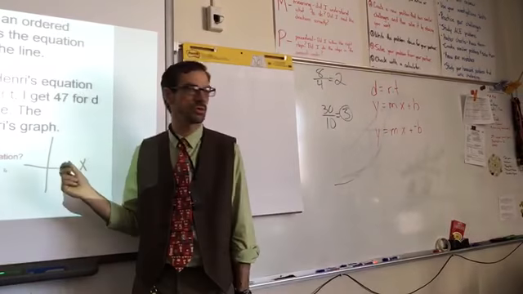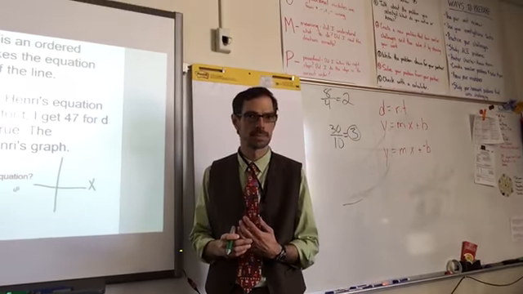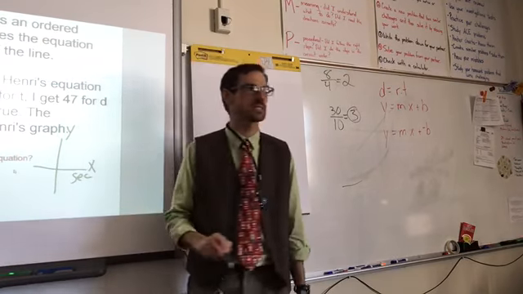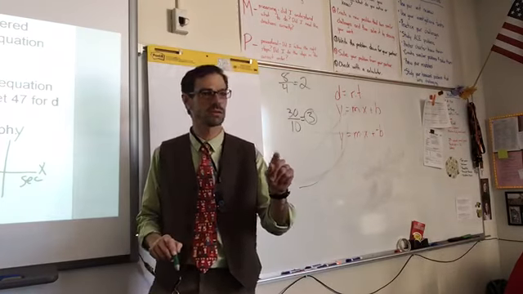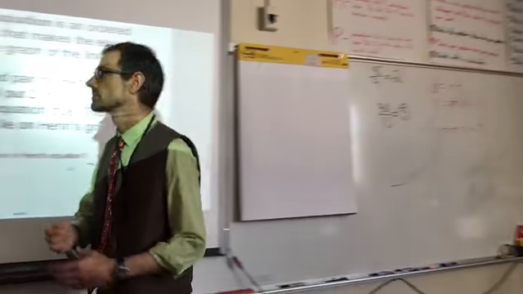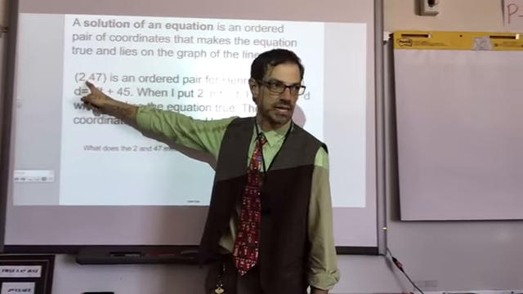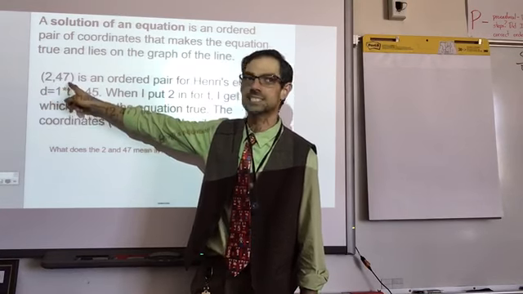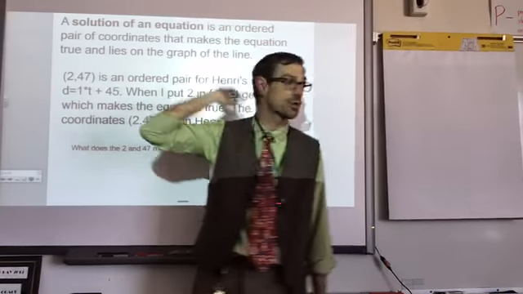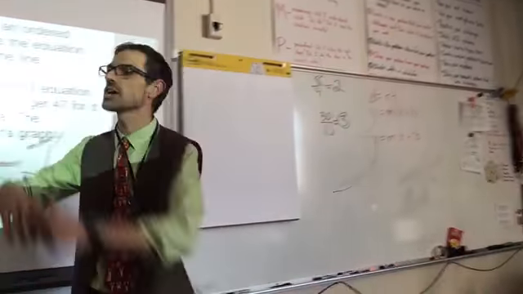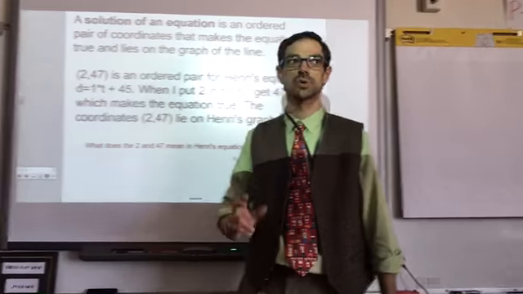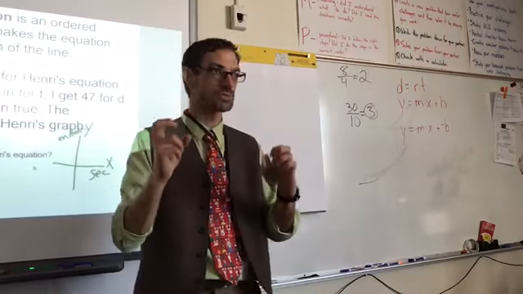Anyone remember what my unit was for Henry on the x-axis? Seconds. And what was my unit on the y-axis? Distance. And more specific? Meters. So this is what this means. It means Henry, in 2 seconds, is 47 meters. So those numbers mean something. That's why it's important to understand the ordered pair for a solution of an equation: they're not just 2 and 47. It means in 2 seconds, he's 47 meters. So it gives you an answer, not just numbers.